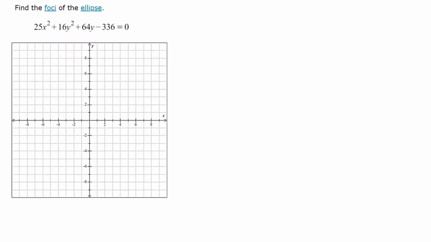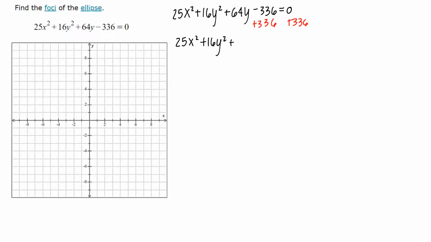Now let's go back to this problem. It doesn't look like we're going to need to complete the square with x, because there's only an x squared term there. But because there's a y squared and a y, we're going to have to complete the square with y. So why don't I write down everything we have here. I'm going to start by adding that constant on both sides. So adding 336 on both sides. I now have 25x squared plus 16y squared plus 64y is equal to 336.